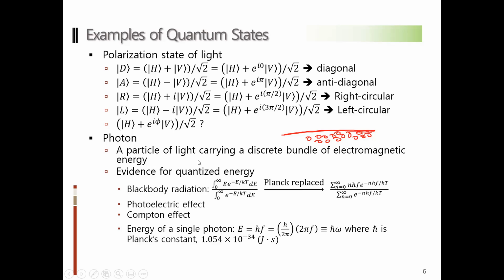And what is the evidence for the photon? Why do we believe that the energy is discretized? There are several pieces of evidence, and the most famous ones are probably these three. The first one is called black body radiation. Black body radiation means that when you increase the temperature of a metal, you generally see that the color of the metal changes to a red color.